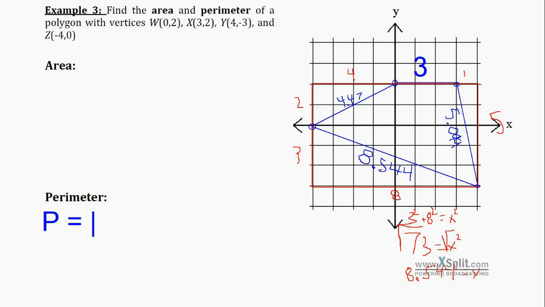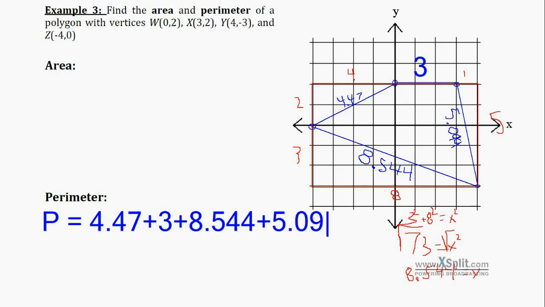Perimeter is going to be equal to all these sides added together, the 4.47 plus the 3 plus the 8.544 plus the 5.099. Add those all up together. I'm going to put those in my calculator right now. Plus 8.544 plus 5.099. And we're left with 21.113.